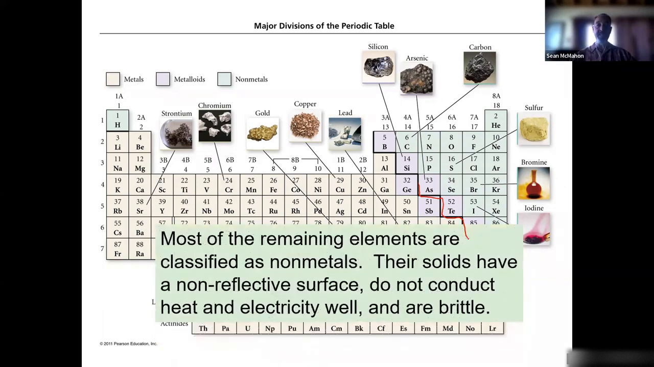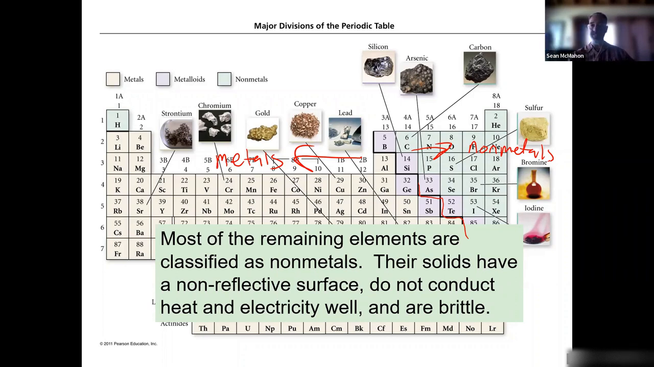Now the remaining elements are pretty much classified as nonmetals, right? So over on this side of the staircase are the metals. And then on this side are your nonmetals. Okay, so the staircase is very powerful. It lets me know, okay, if I'm on the left side of the staircase, metals. If I'm on the right, nonmetals. And again, there's fewer nonmetals. And most of the nonmetals are actually gases.